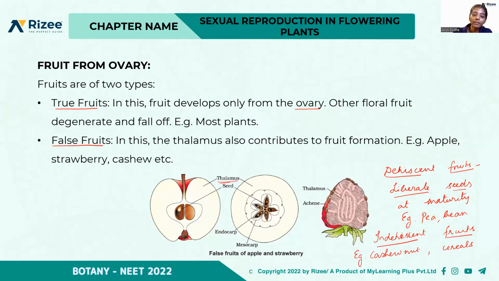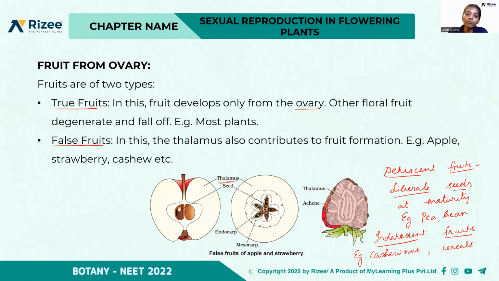Actually, we even saw under morphology the other types also, like berry, drupe, everything, right? So these are the main types: on the basis of the type of ovary present, simple fruits, aggregate fruits and composite fruits, and dehiscent and indehiscent fruits based on how they liberate the seeds at maturity, right?